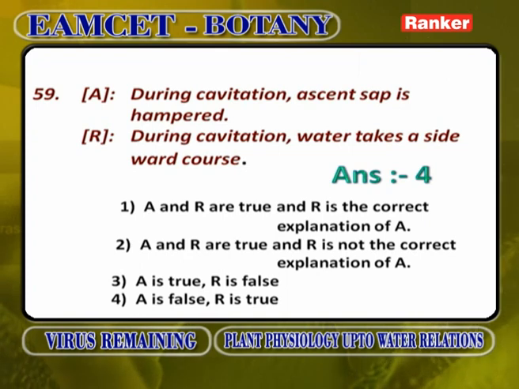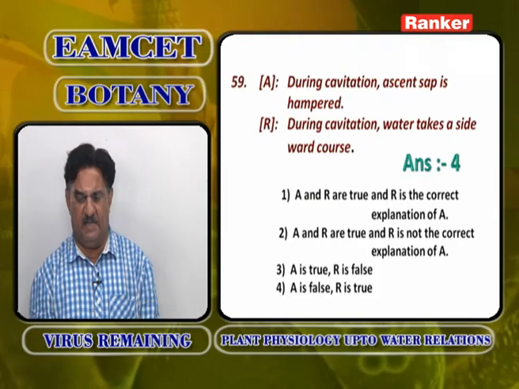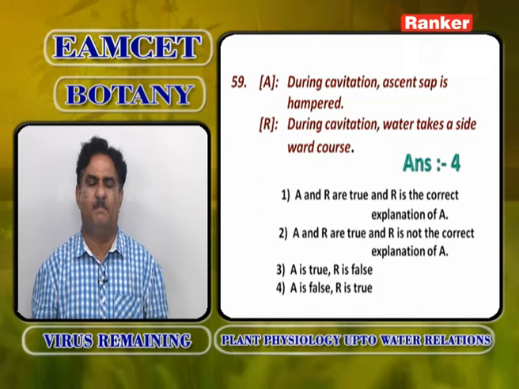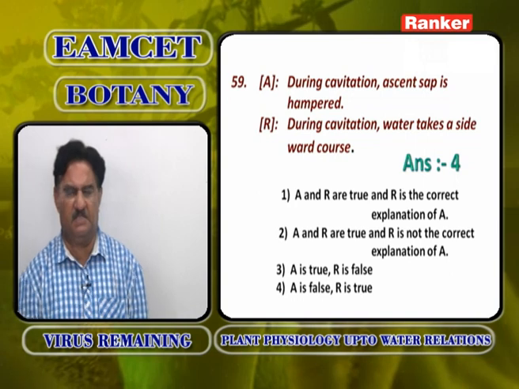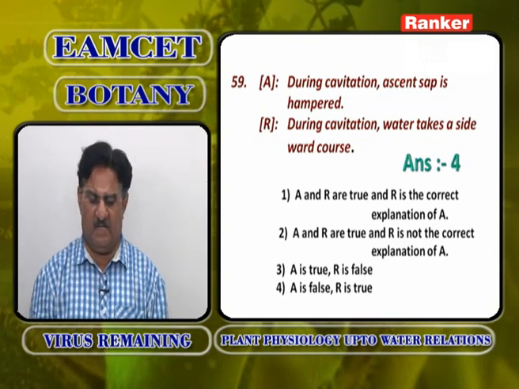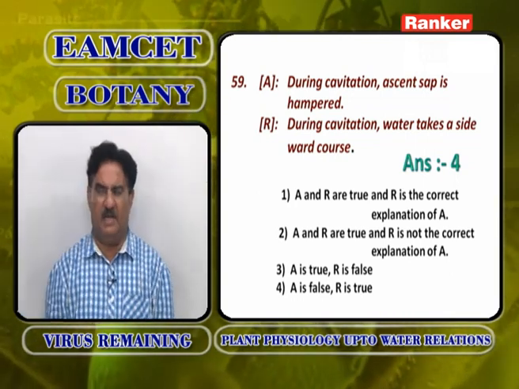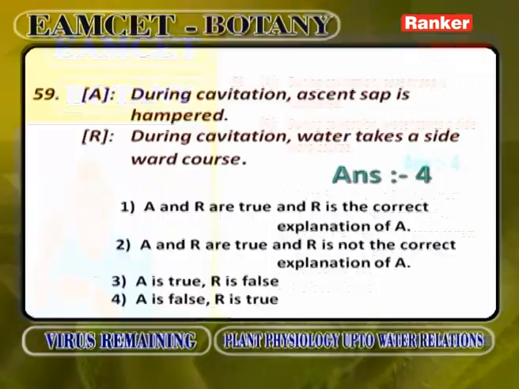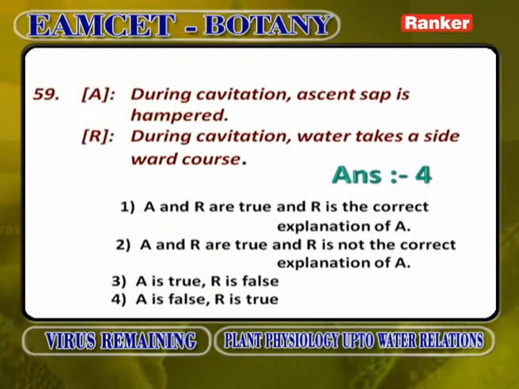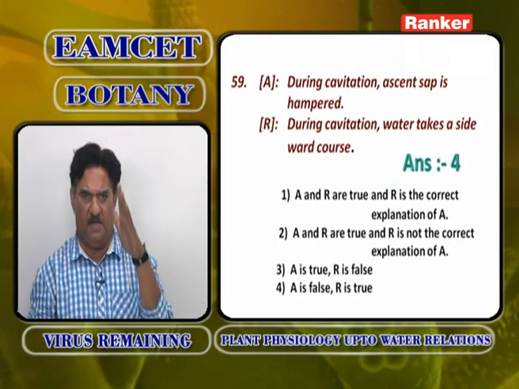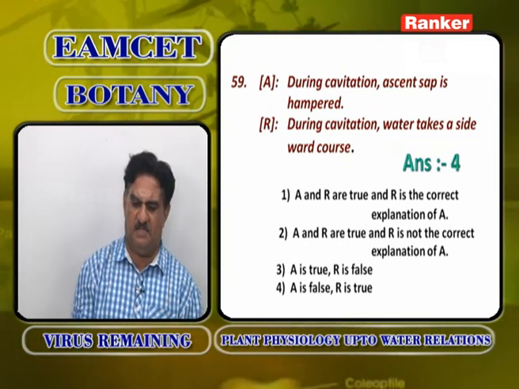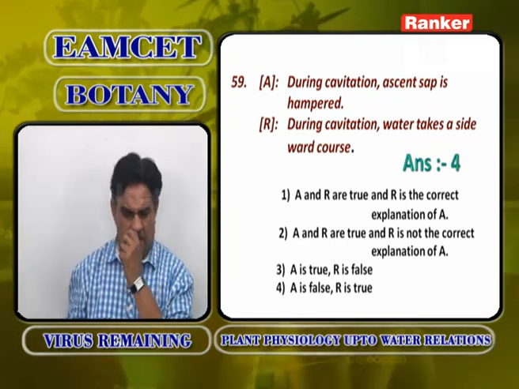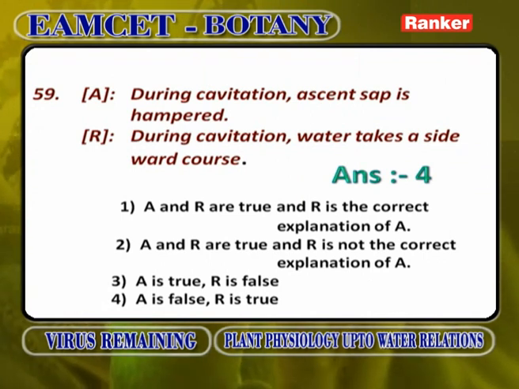This is another assertion reasoning. During cavitation, ascent of sap is hampered. Hampered means stopped. During cavitation, water takes a sideward course. During cavitation, ascent of sap is stopped or hampered is wrong. But during cavitation, one path is stopped, water will take numerous alternative paths. So, during cavitation, ascent of sap is hampered is wrong, but during cavitation, water takes a sideward course is correct. So, A is false, R is true.